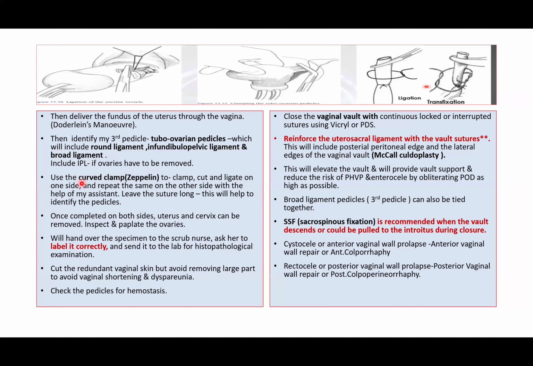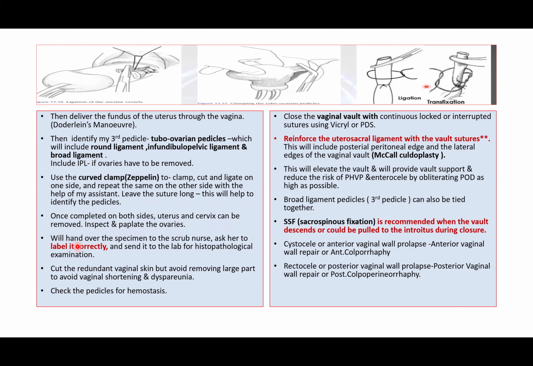Then here, I will be using the curved clamp to clamp, cut, and ligate on one side. Repeat the same on the other side with the help of my assistant. Leave the suture long so that I will be able to identify the pedicles. Now, once completed on both sides, the uterus and cervix can be removed, and then I will be inspecting and palpating the ovaries if I have saved the ovaries.